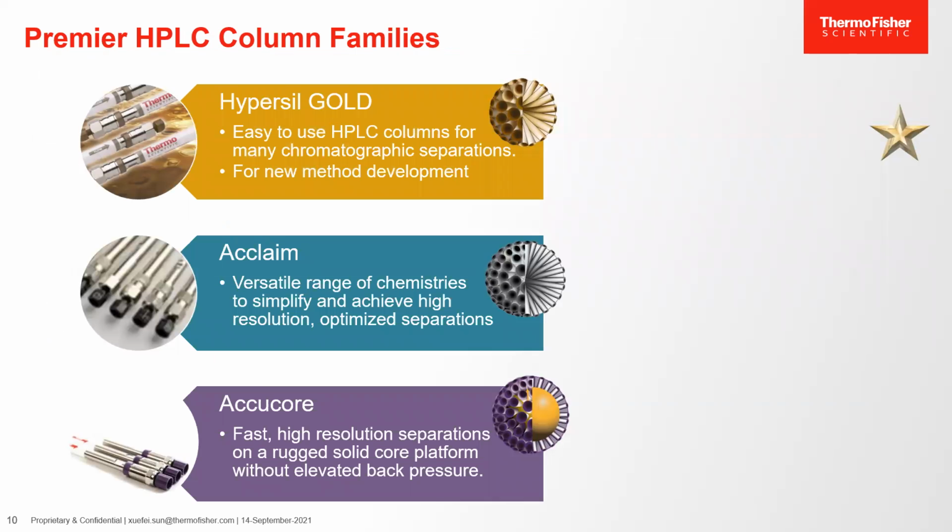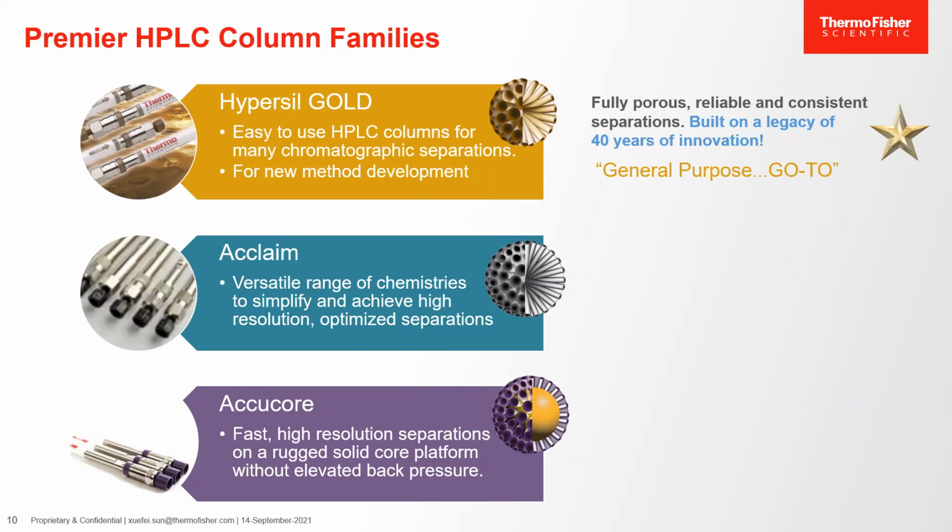We have 3 main column families at Thermo. We have our Hypersil Gold, which we call our general purpose. It's kind of our one-all be-all, but we also have our Hypersil Gold specific columns as well. So even though it's generally a good C18 column, we also have our Acclaim columns and our AccuCore columns that also come in a C18 phase.